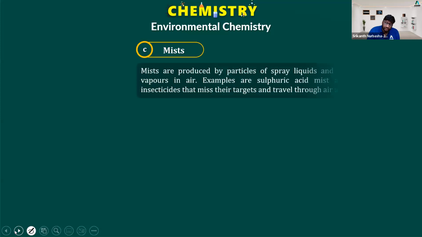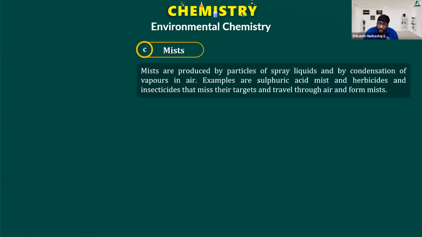Next, mists. Mists are produced by particles of spray liquids or by condensation of vapors in air. Liquid sprays can form mists, or condensation of vapors in the air. The vapor will be present, right? That will be condensed back into the liquid. So they are forming the mists.